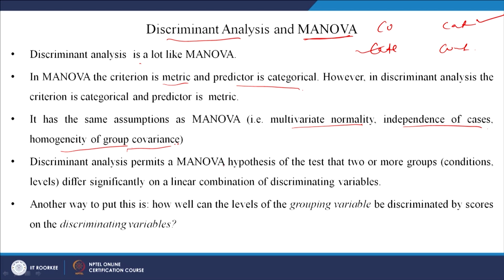Discriminant analysis permits a MANOVA hypothesis of the test that two or more groups differ significantly on a linear combination of the discriminant variables, right. What it says is that two or more groups differ significantly on a linear combination of the discriminant or the independent variables that you have taken, right. Another way to understand is how well can the levels of the grouping variable be discriminated by scores on the discriminating variables. So, how good will my predictor variables be in explaining the differences in the criterion variable or the dependent variable. Okay.